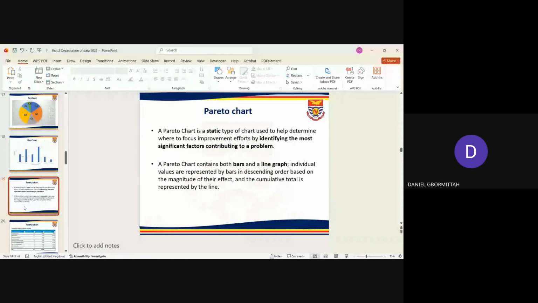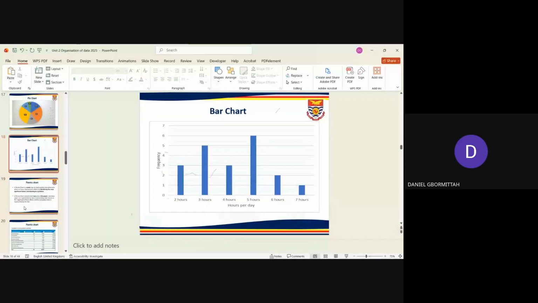And the next graph we want to consider is the Pareto chart. Please, I want you to take this opportunity to go online and find out how the Pareto chart could be constructed. How can we organize our data using Pareto charts? And an example of data that can be represented using the Pareto chart.